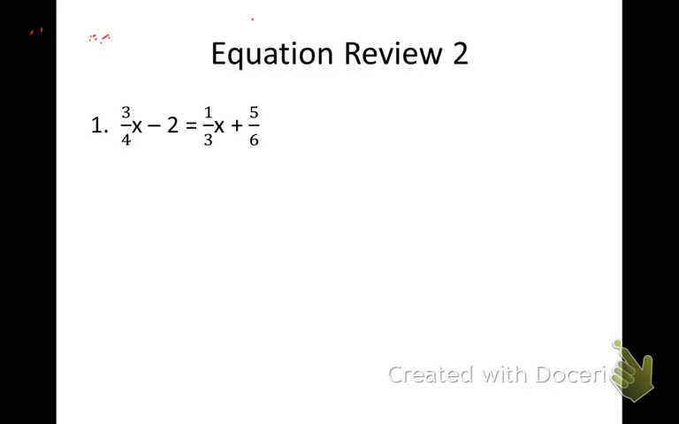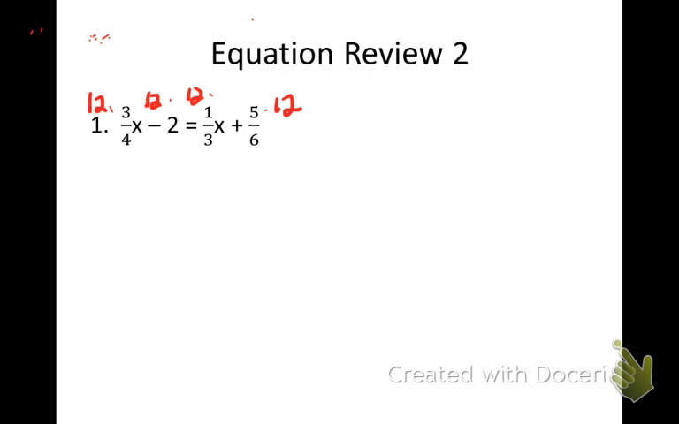Today we're going to be solving more equations, these that have fractions in them. Remember, if you want to get rid of your fractions, you can do that by finding the common denominator. So what do 4, 3, and 6 all go into is what you should be asking yourself. Hopefully you came up with the answer of 12. So we're going to multiply each term, remember, by 12.